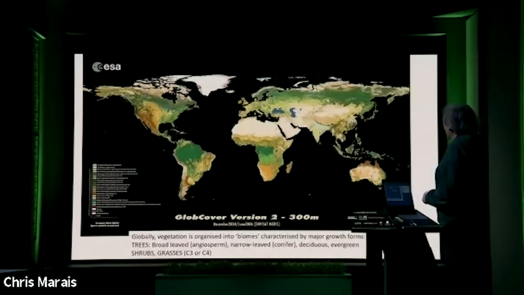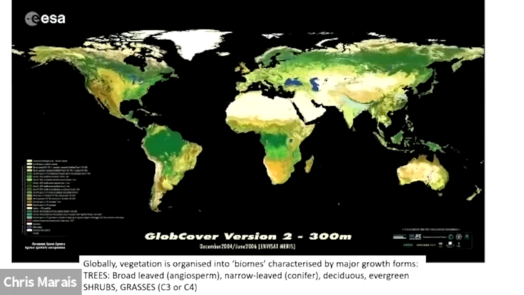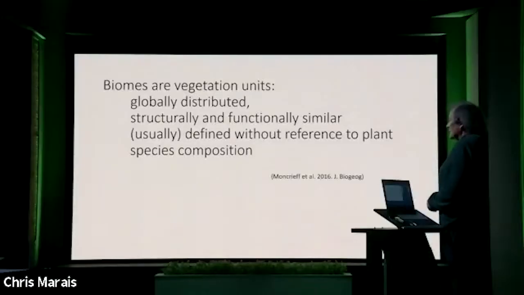There are patterns in different parts of the world. For example, if you look at South America, Africa, and through to the Pacific, you'll see the tropical rainforests of the world. They all have very different species, but they share the same basic features of tropical rainforests. So we call these different major vegetation units biomes. They usually cover large areas, they're globally distributed, and they're structurally and functionally similar, usually defined without reference to plant species composition. So there's a definition, because I know the university students here, and definitions are important.